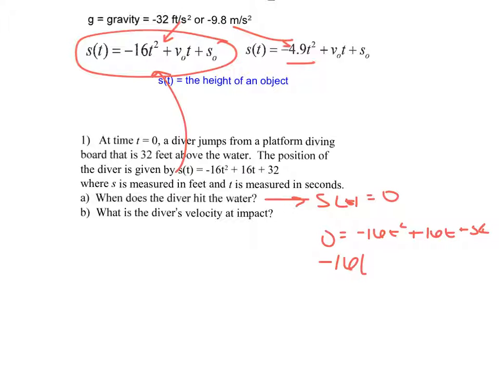You can factor out -16, and we have t squared minus t minus 2 equals 0. T minus 2, t plus 1.